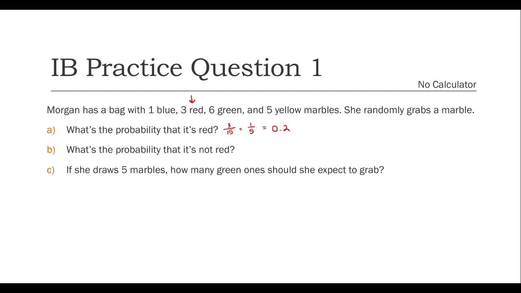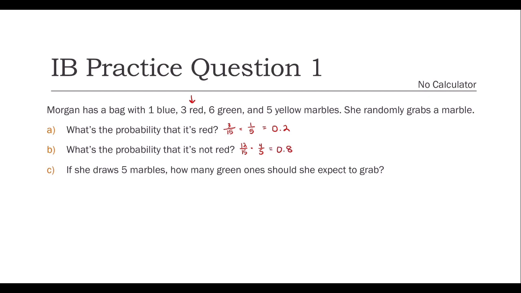Then the next question is what's the probability that it's not red? So you could add up blue, green, and yellow to get 12 out of 15, which simplifies to 4/5, or you could just do 1 minus the probability of red, which would get you that same thing, 4/5, which is 0.8.